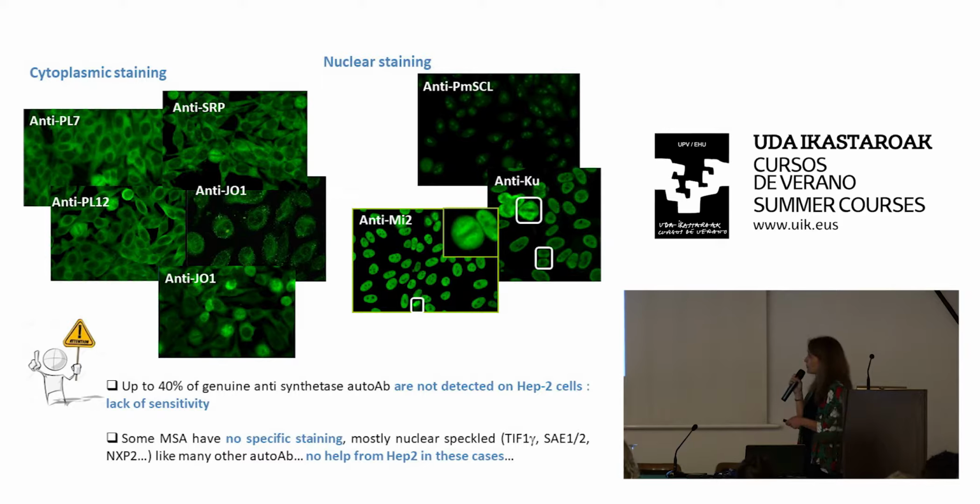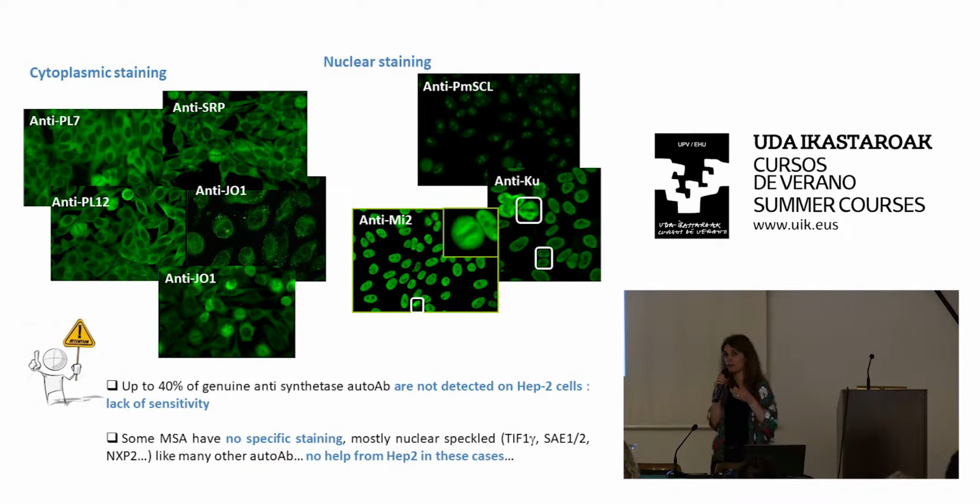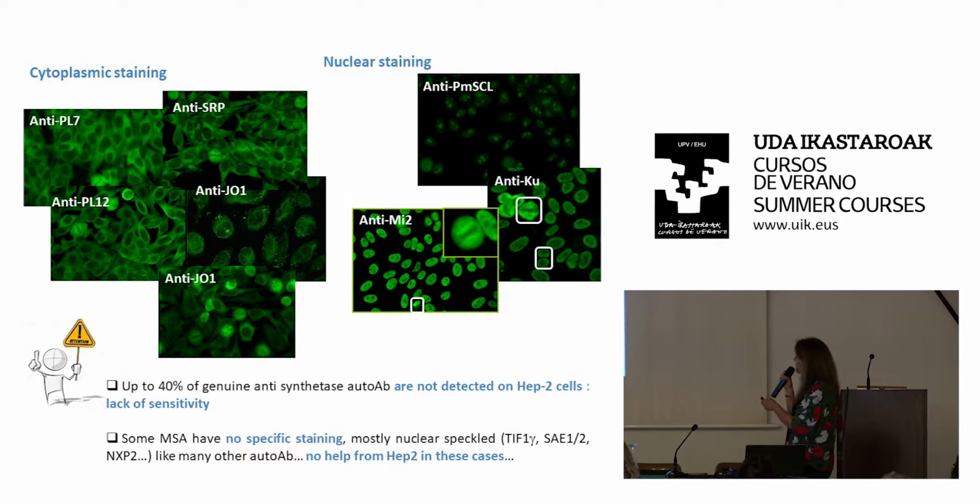and you must be aware also of this kind of cytoplasmic pattern, because it can be associated to this kind of autoantibodies. So here are the cytoplasmic staining, and also nuclear staining can bring some information concerning the potential presence of MSA or MAA autoantibody. Here is the PM-Scl staining.